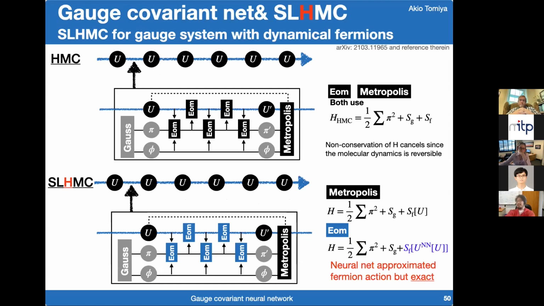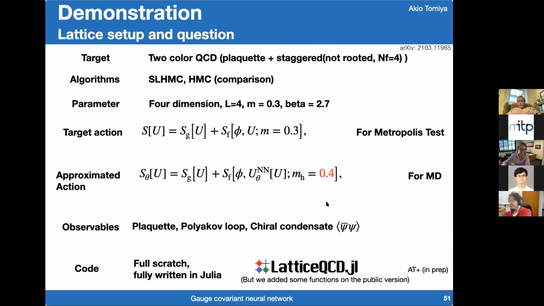This is the schematic picture of the self-learning hybrid Monte Carlo. Above is the usual HMC, where the equation of motion in the molecular dynamics and the Metropolis test use the same Hamiltonian. On the other hand, self-learning hybrid Monte Carlo uses different Hamiltonians in the molecular dynamics and the Metropolis test. The Metropolis test has to use the exact one, but the equation of motion uses the parameterized one. But this is an exact algorithm because of the Metropolis test.